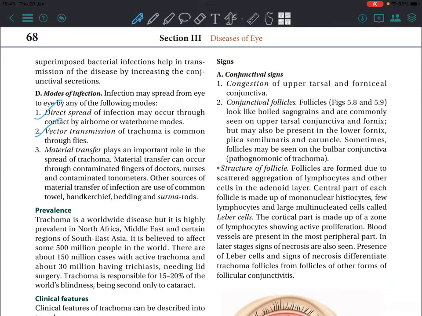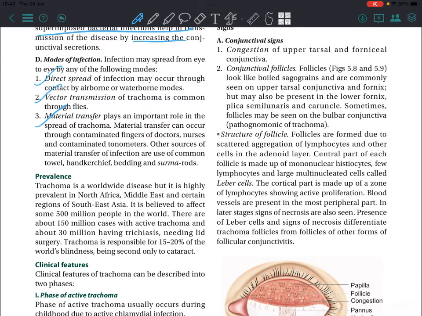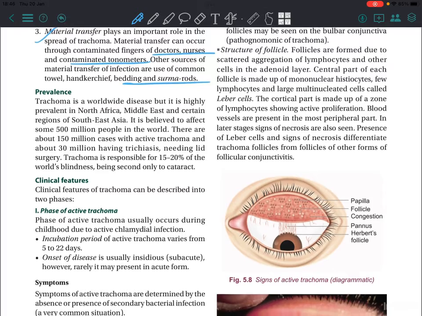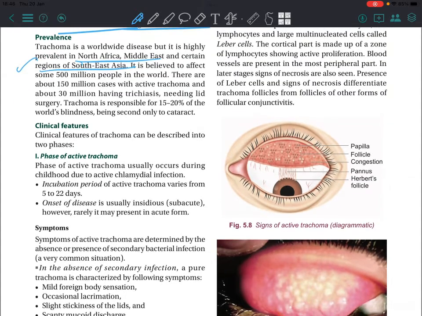Modes of infection: direct spread, vector transmission, material transfer. Direct spread of infection may occur through contact by airborne or waterborne modes. Vector transmission is common through flies. Material transfer plays an important role. It's transfer from doctors, nurses, contaminated animals, etc. Handkerchief, towel, bedding, etc. Prevalence: it's prevalent in North Africa, Middle East, certain regions of Southeast Asia, etc. There are about 150 million cases with active trachoma and about 30 million having trichiasis.